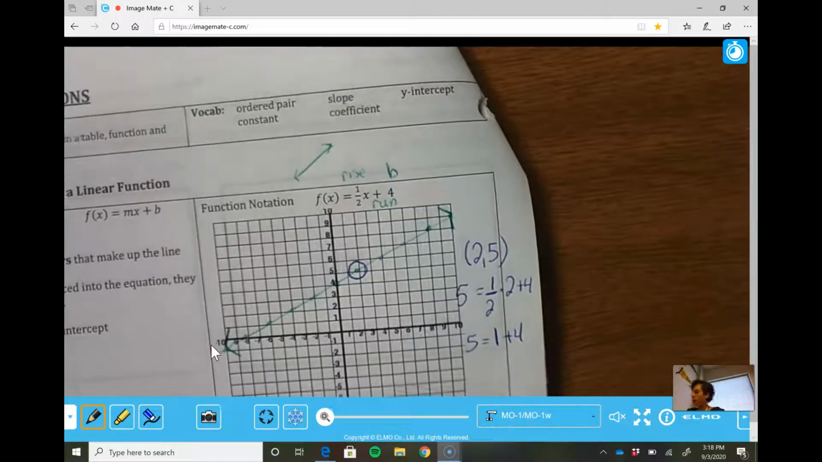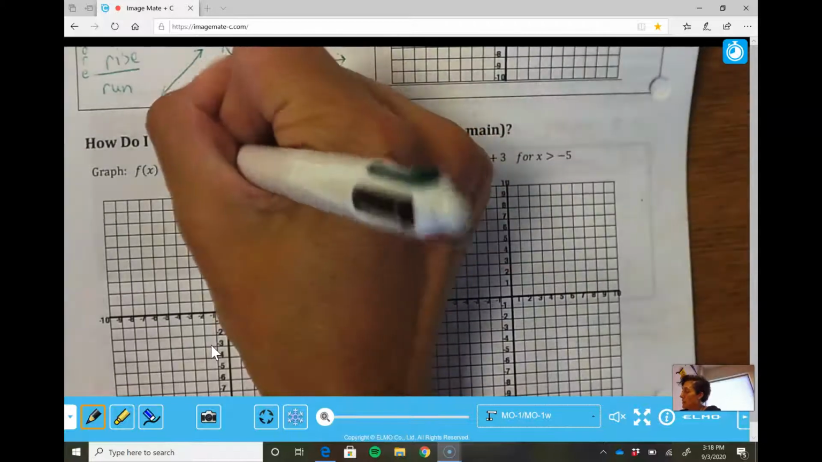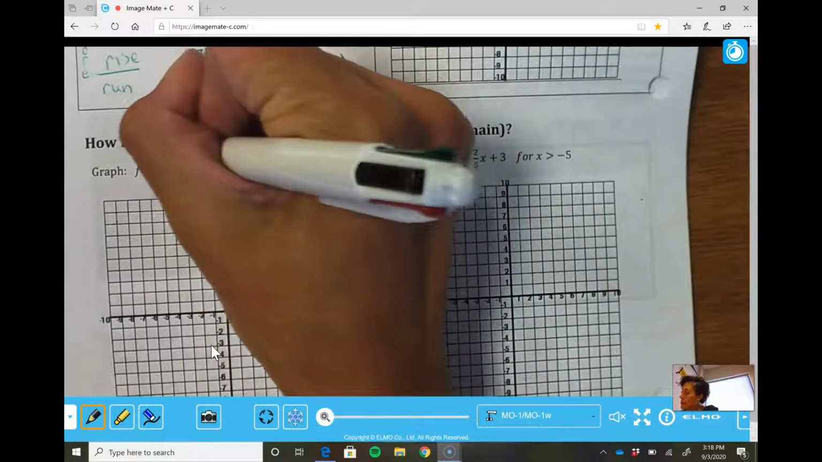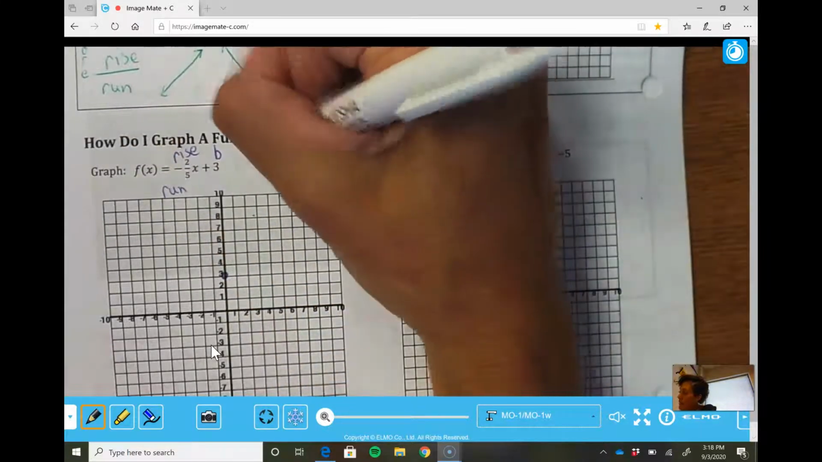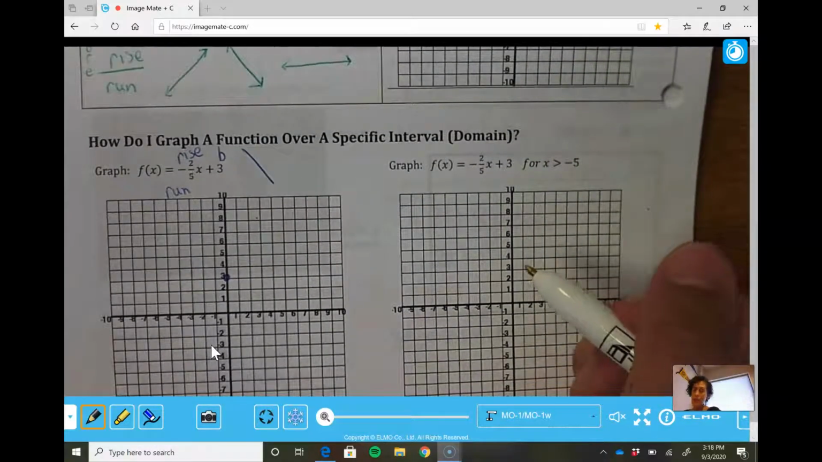So just a review of graphing another line. I'm going to have my y-intercept of 3, so I begin at 3. I'm going to have a rise of 2 and a run of 5, and this is negative, so it's going downhill. Again, this is all review. You have graphed lines since middle school.